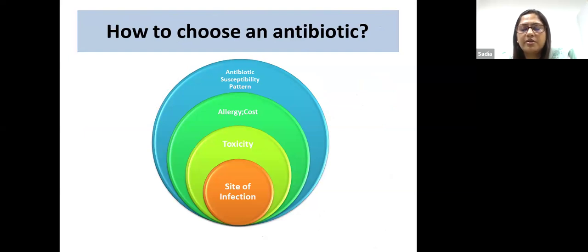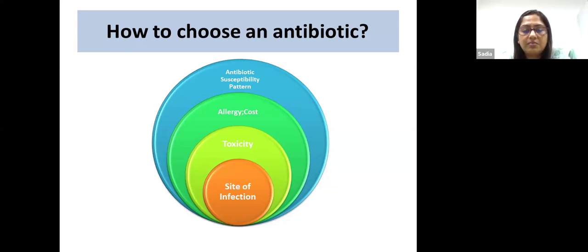Okay, the most important being what is the site of your infection. So when you have your AST report, with that, you have to see whether it's a urinary tract infection, whether your antibiotic that you're choosing would act on a urinary site, whether it's a sepsis, is your antibiotic truly sensitive and would act on the blood site, or is it a pulmonary infection and would your antibiotic that you're choosing penetrate the lungs and act at that site. So that becomes a very important factor to decide, what is the site of your infection.